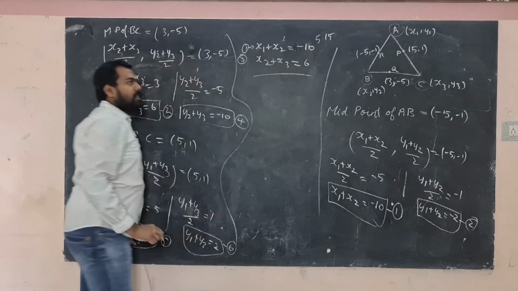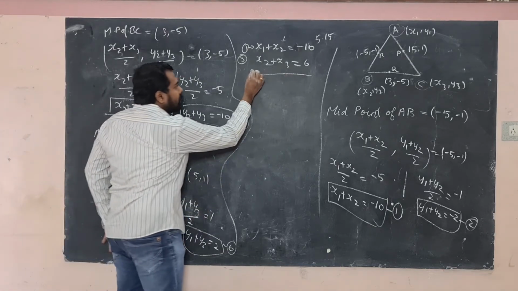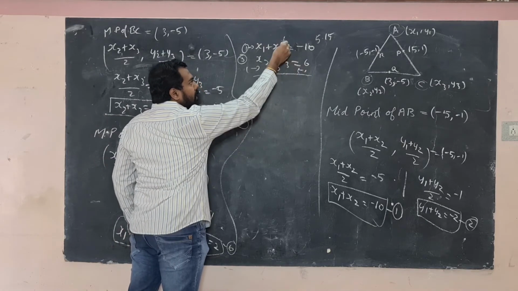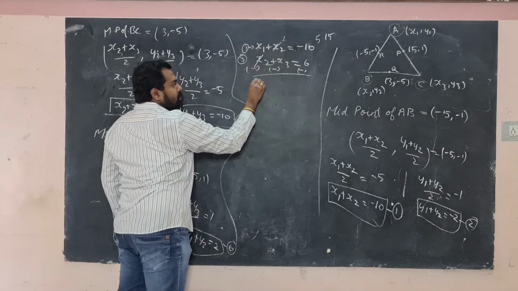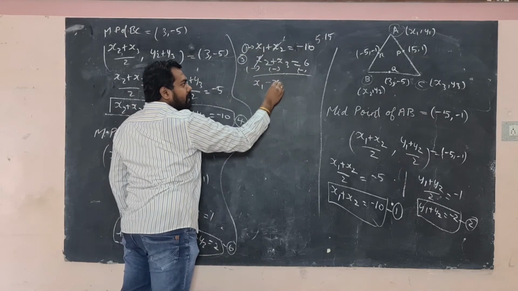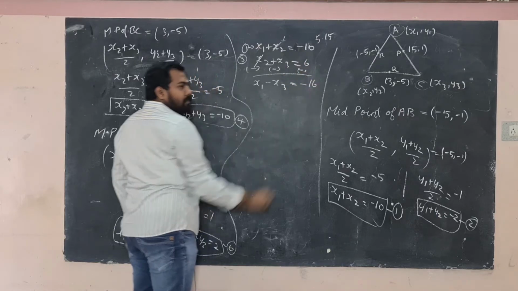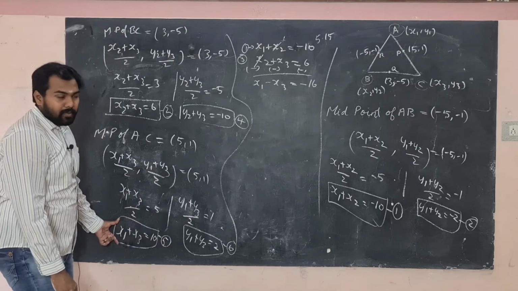What I am going to do is eliminate x2. So what am I doing? I subtract the third equation. I am going to change the sign. Now x2 and minus x2 cancel. What is remaining? x1 minus x3 equal to minus 10 minus 6, which is minus 16. Now we have one more equation, which is equation number 5.